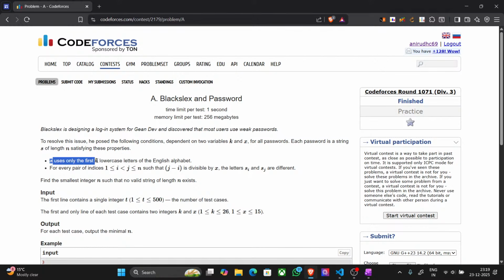S uses only the first k lowercase letters of the English alphabet. For each pair i less than j, such that j minus i is divisible by x, the letters s_i and s_j are different. You need to find the smallest integer n such that no valid string of length n exists.